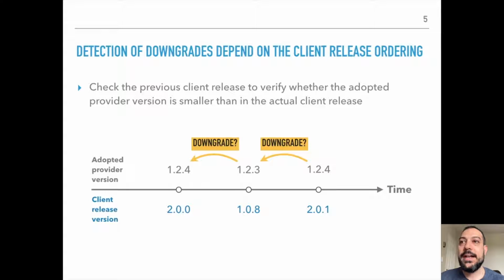To detect a downgrade, we look at each pair of releases of a client package. We verify whether the adopted provider version in the actual client release is smaller than the adopted provider version in the previous release of the client package. If so, then a downgrade is detected.